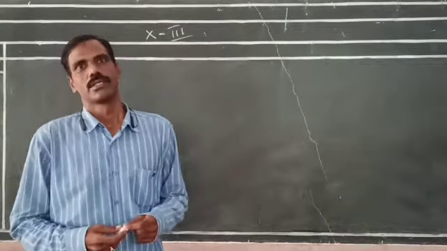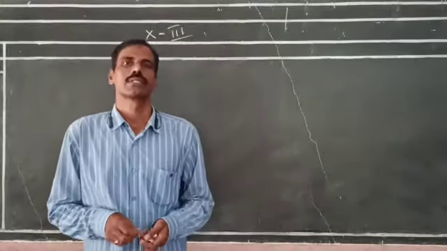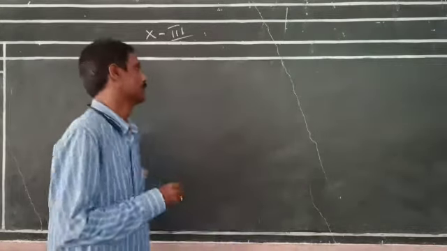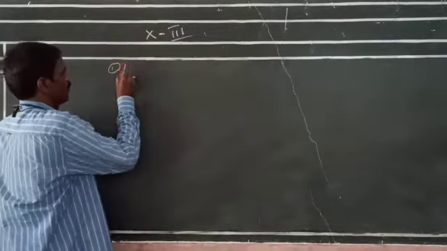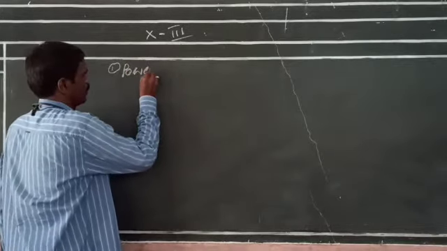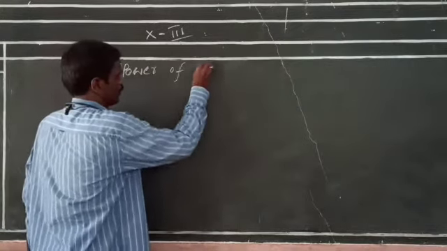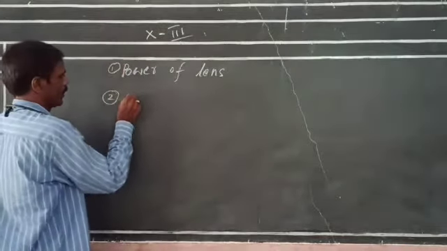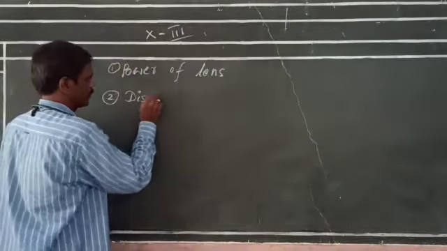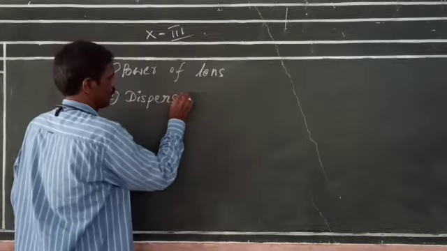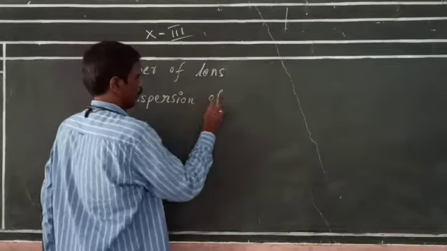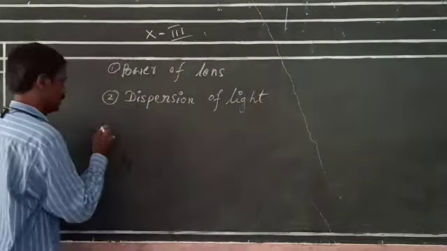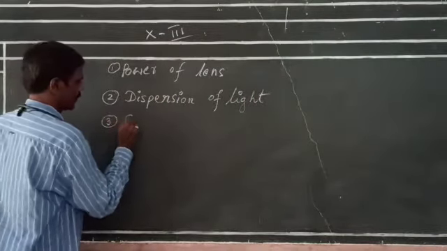Dear children, in this video we are going to discuss three topics. They are 1. Power of lens. 2. Dispersion of light. And 3rd, scattering.